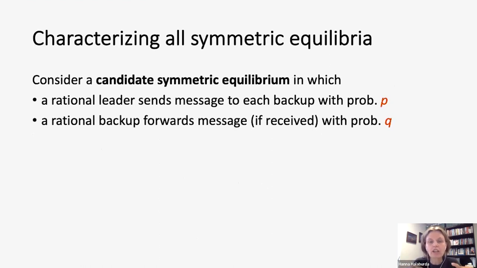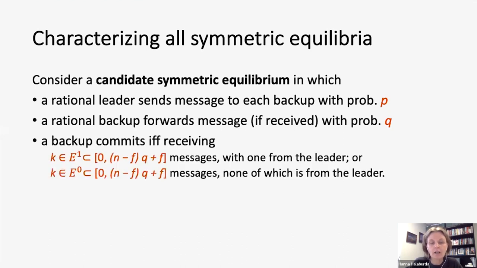So in this environment, we are characterizing all symmetric equilibria. We start with a candidate symmetric equilibrium. Symmetric equilibrium means that a rational leader sends the message to each backup with the same probability, P. A rational backup forwards a message, if received, with the same probability, Q, to all other nodes. And then, based on the number of messages that the nodes receive, they will either commit or not. We need to specify for which number of messages they will want to commit and for which number of messages they will not want to commit. And that may also depend on whether they got the message from the leader or not.